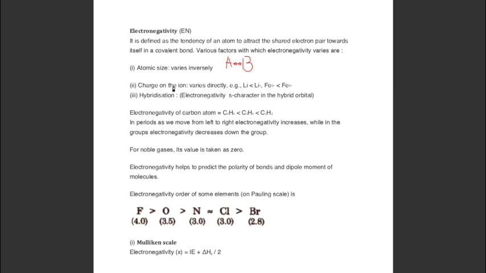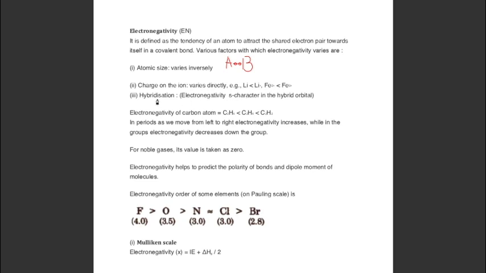As we know, the size of a cation is smaller than its neutral atom. The smaller the size, the more the electronegativity. The more the charge on the cation, the lesser the size. So Fe+2 is bigger as compared to Fe+3. So the electronegativity of the Fe+3 ion is more as compared to Fe+2.